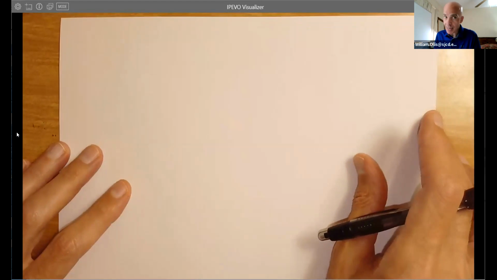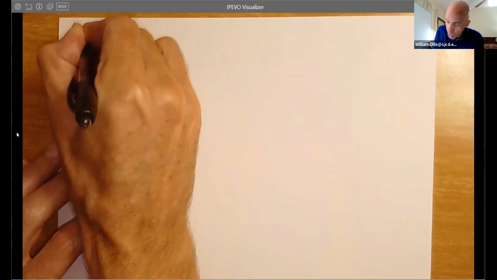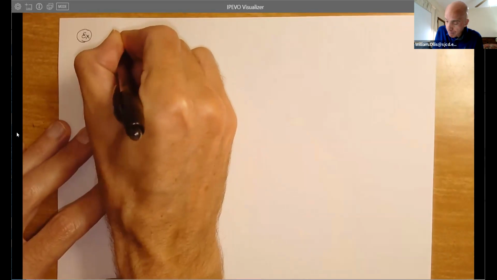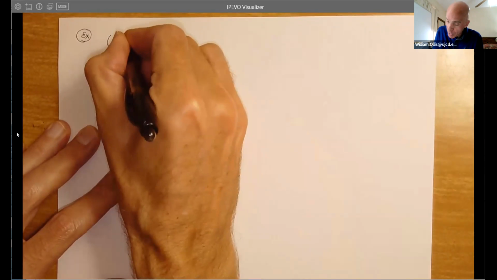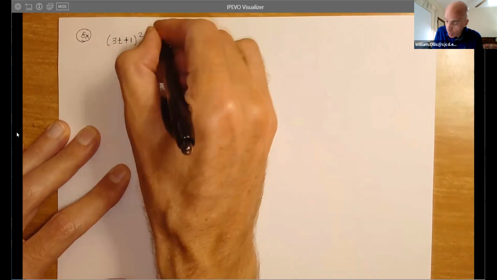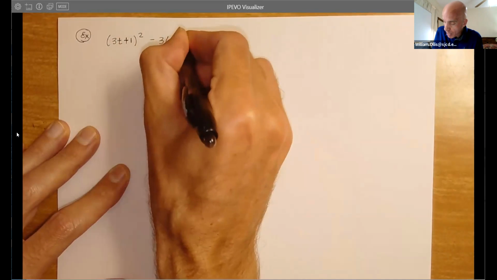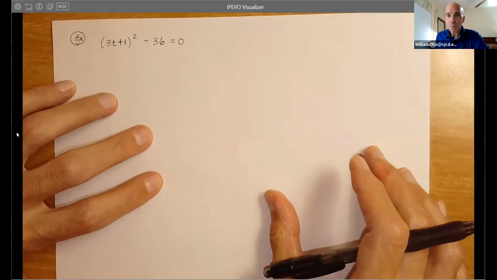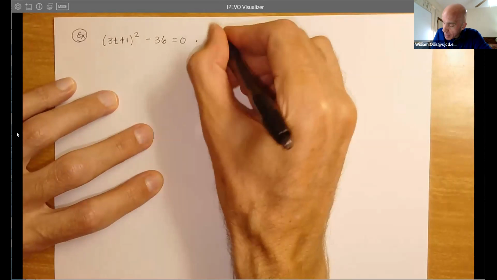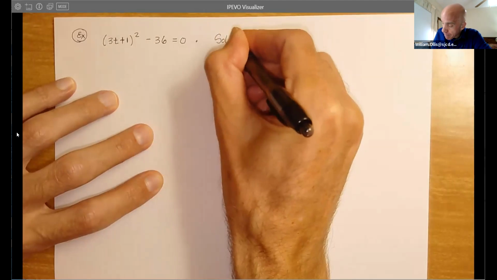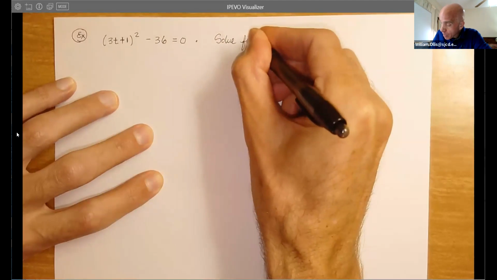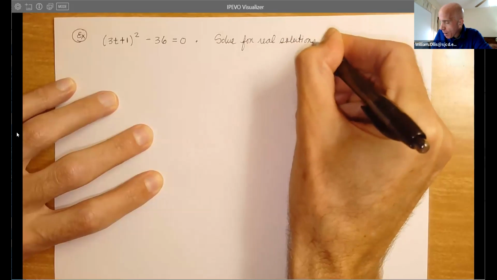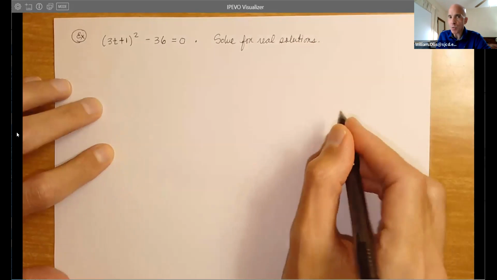Say you're in a physics class, you're doing some kinematic equations, and you have something like this. Here's something I made up. So you have (3t + 1) quantity squared, minus 36 equals 0. So what I've done is given you some user-friendly numbers. Now, when you look at this particular problem, the directions will be solve for real solutions. So say you're doing a WebAssign problem, and the directions are to find all real solutions.